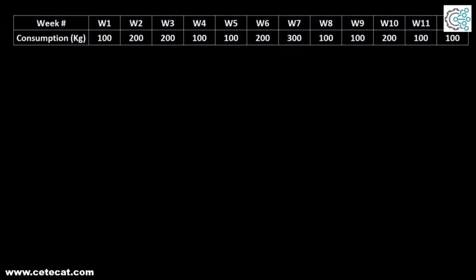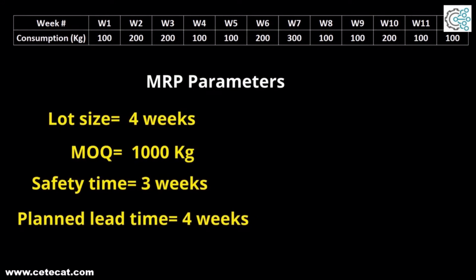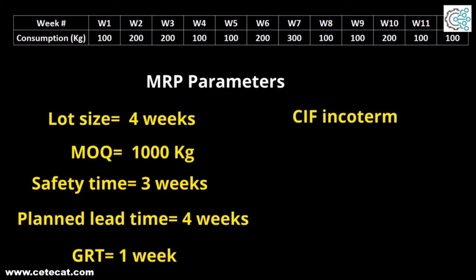This is the projected forecasted consumption for a material after exploding the bill of material based on the MPS. And these are the MRP parameters: lot size, MOQ, safety time, planned lead time, and GRT. Knowing that this material is imported with CIF Incoterm, the stock on hand for this material is 1,700 kg. Okay, let's move into action.